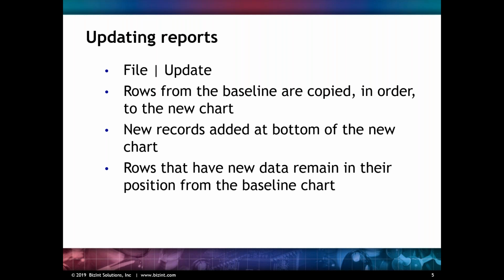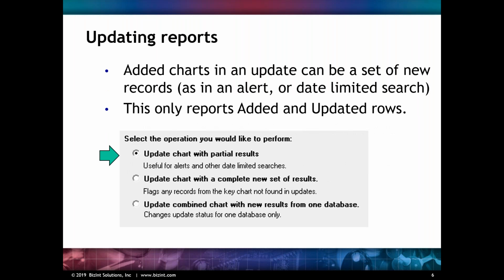When update is run, all of the rows from the baseline chart are copied in order over to the new chart. So basically, if you have 20 rows in your baseline report, the first 20 rows are going to be those same rows. Any new records will be showing up at the bottom, and any rows that have new or changed data are going to be in the order they were in the original report. So it's important to keep that in mind.